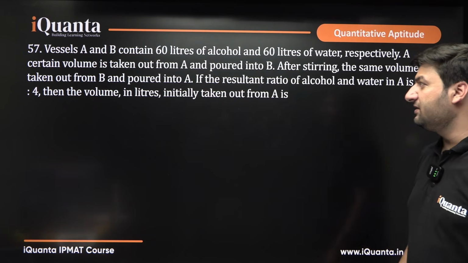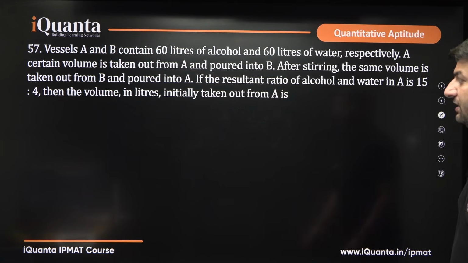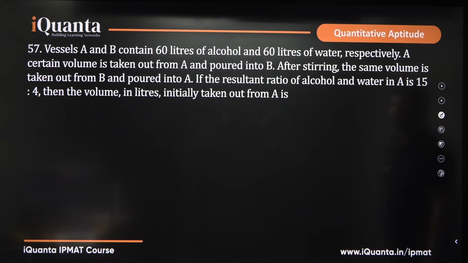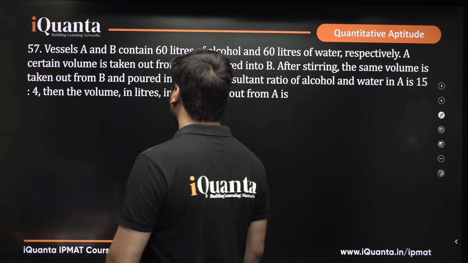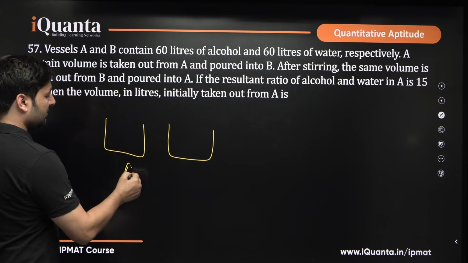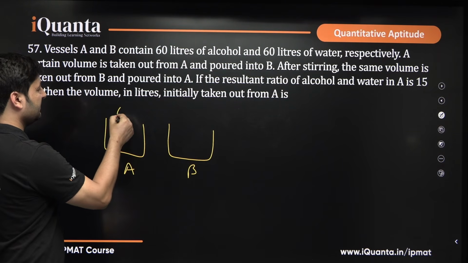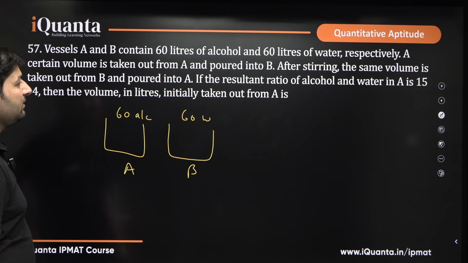Let us talk about this question. Vessels A and B contain 60 liters of alcohol and 60 liters of water respectively. A certain volume is taken out from A and poured into B. After stirring, the same volume is taken out from B and poured into A. If the resultant ratio of alcohol and water in A is 15:4, then the volume in liters initially taken out from A is. So, we had two vessels, A and then B. This had 60 liters alcohol, this has 60 liters of water.